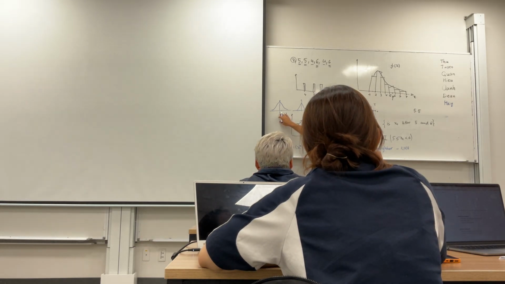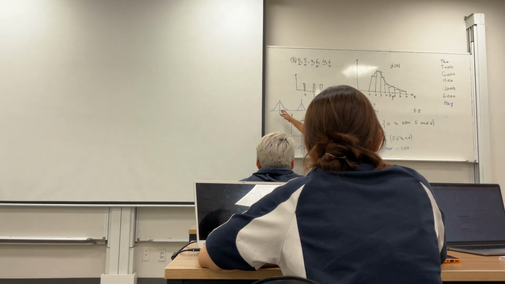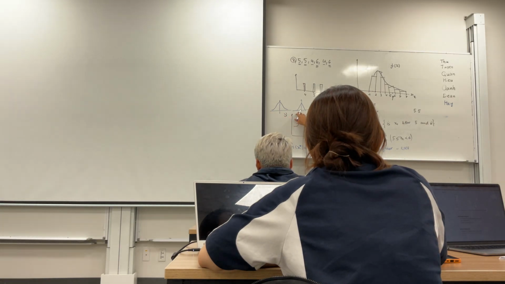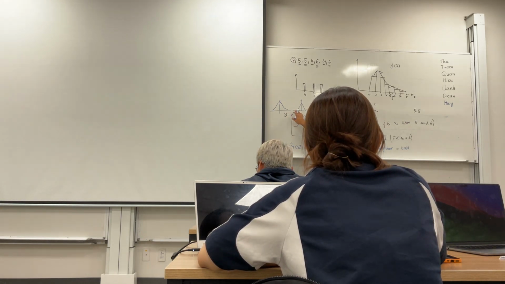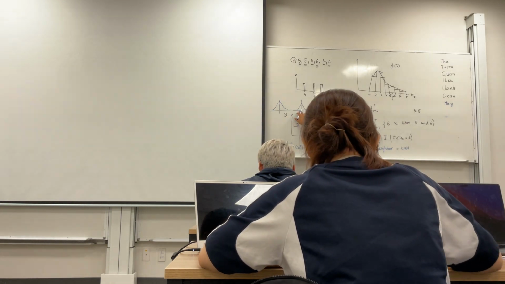Can you give it a name? What form does it have? Yeah, exactly, that's the Gaussian kernel. There are many more, but that's enough for us. So that's the Epanechnikov or triangular kernel, and this is the Gaussian kernel.